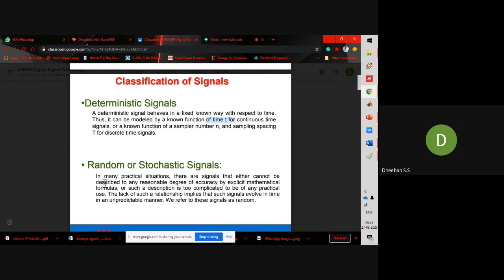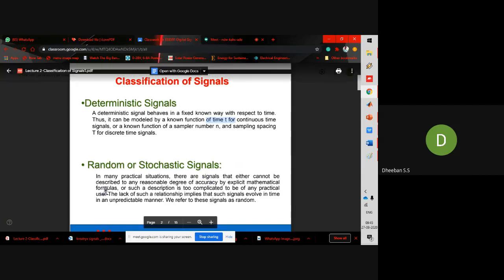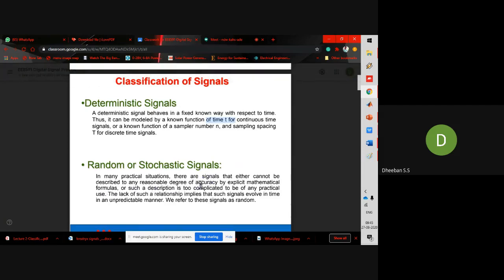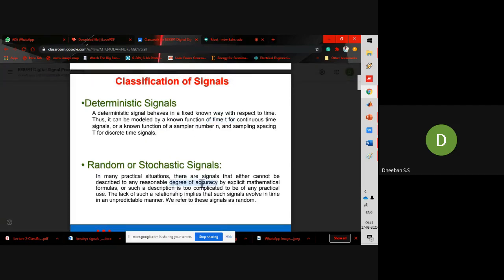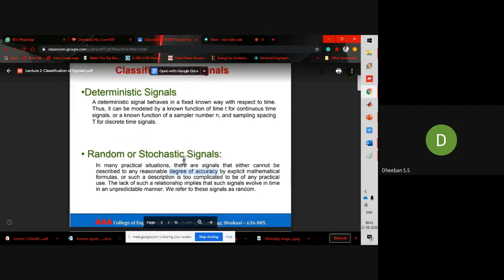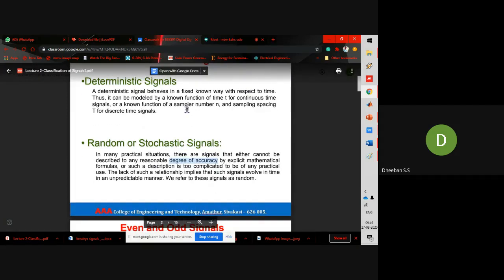So next is a random signal. In many practical situations, there are signals that cannot be described to any reasonable degree of accuracy. So this deterministic signal will follow a pattern, but this random or stochastic signal doesn't follow any kind of pattern. That's the main difference between these two.